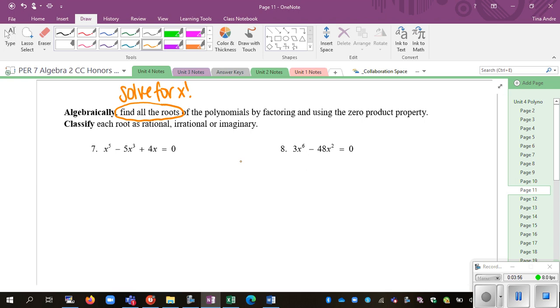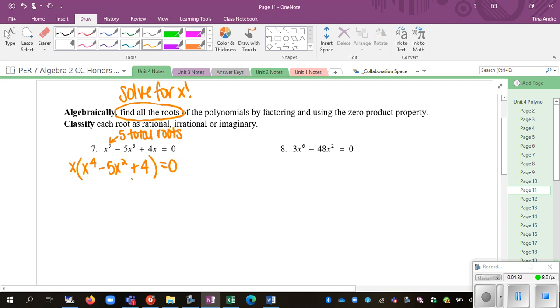If I look at this first one, number 7, I see that this is a 5th degree polynomial. That means there are 5 total roots. So 5 total roots means I could have a combination of some imaginary roots in conjugate pairs, and whatever else is left would be real roots. So we're going to start by factoring. Thinking about the rules from the first page, we want to take out a GCF. I could take out an x. So I'm going to go ahead and take out an x. So x to the 4th minus 5x squared plus 4.